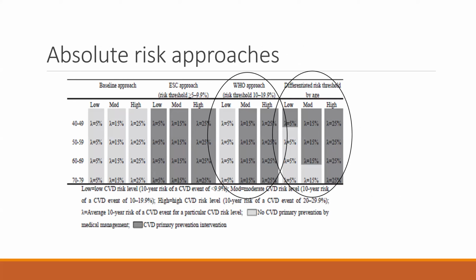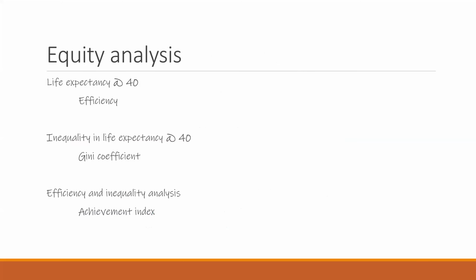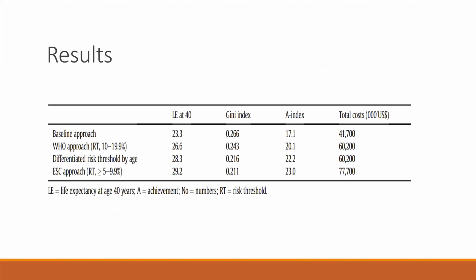See which one is more efficient, which one will reduce inequality, and then we look at the trade-offs between the two by considering the achievement index. So in our equity analysis, we used life expectancy at the age of 40 as a proxy of efficiency, and then we used the Gini coefficient to look at the inequality in life expectancy at 40 as well, and then compared the trade-offs between efficiency and inequality analysis.